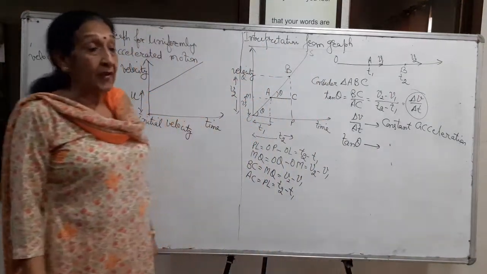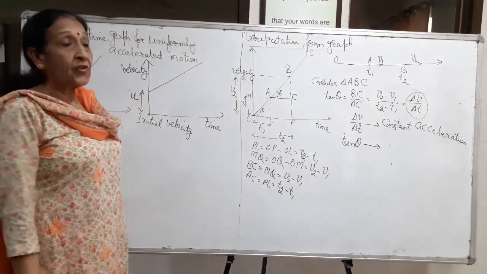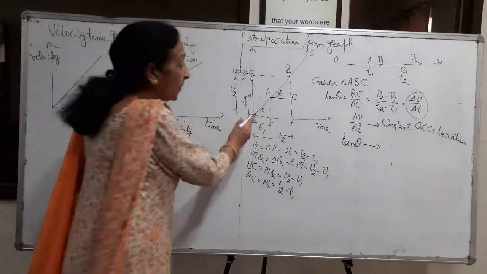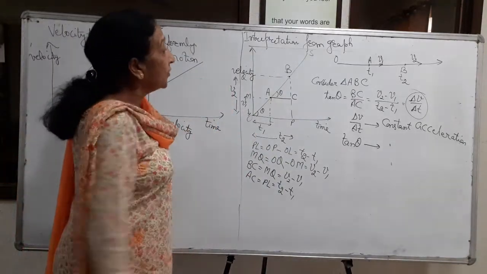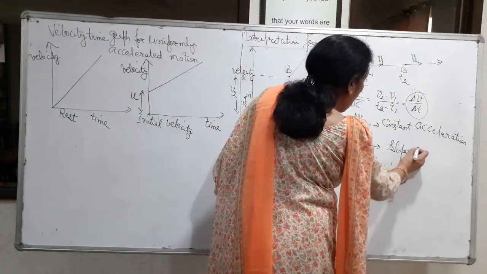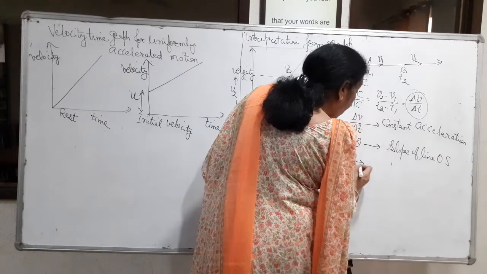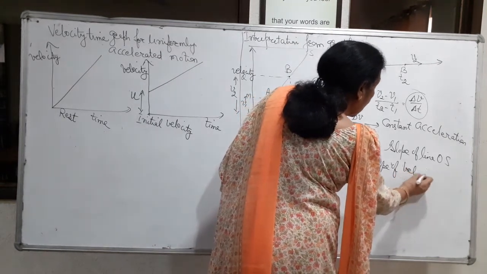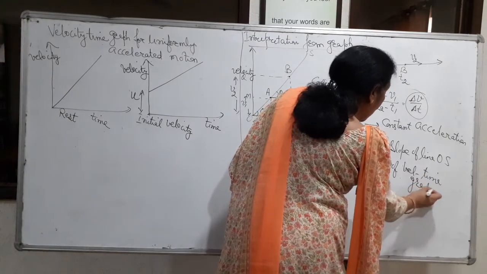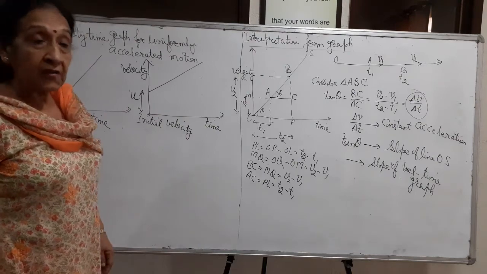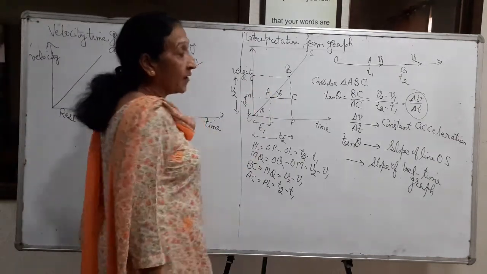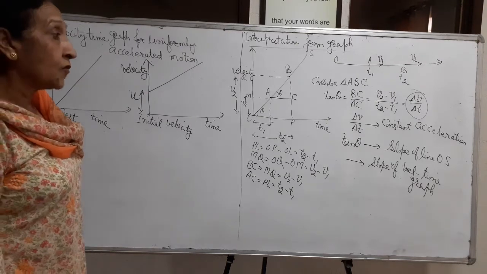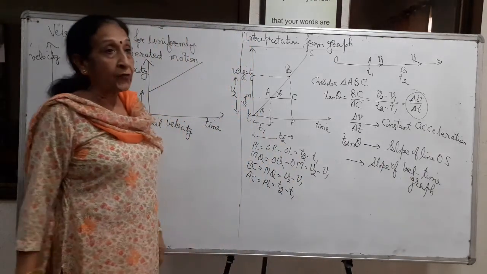Now on the other side, see what tangent theta is. I have already told you that the slope of a line is the tangent of the angle which the line makes with the positive direction of the x-axis. Here line OS makes angle theta with the time axis, so tangent theta will be the slope of line OS. Now what is this line OS? It is nothing but the velocity time graph. So it means the slope of line OS is the slope of the velocity time graph. That means we can calculate constant acceleration, and this constant acceleration will be calculated by taking the slope of the velocity time graph.